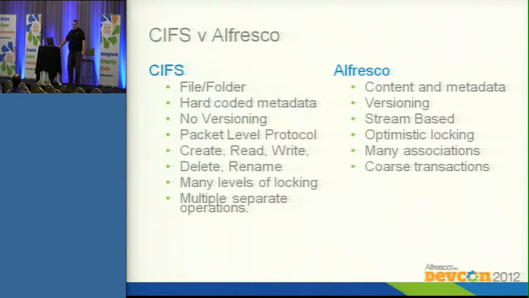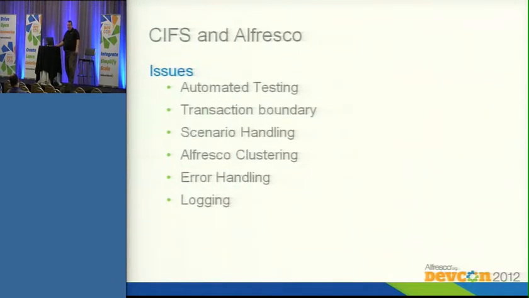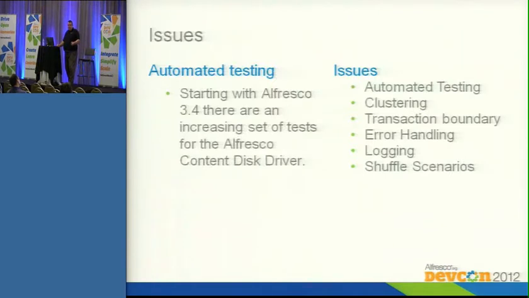It's also worth mentioning that CIFS is file folder. So that's basically a single tree, whereas Alfresco has potentially lots of associations. So you can have fairly complicated types and associations and secondary associations and all sorts of clever stuff that CIFS knows nothing about. So mapping between the two can be an issue. So some of the issues that we tried to address in Alfresco 4, I'll go on to.